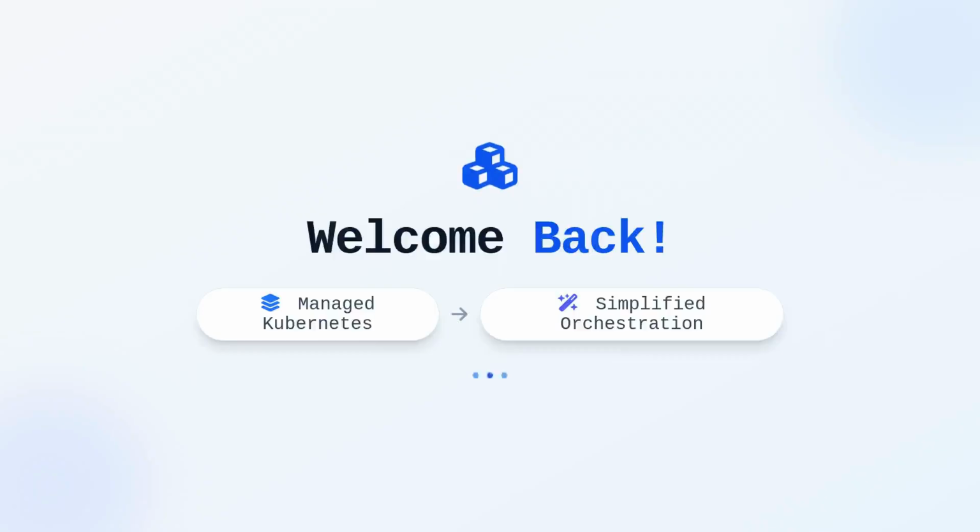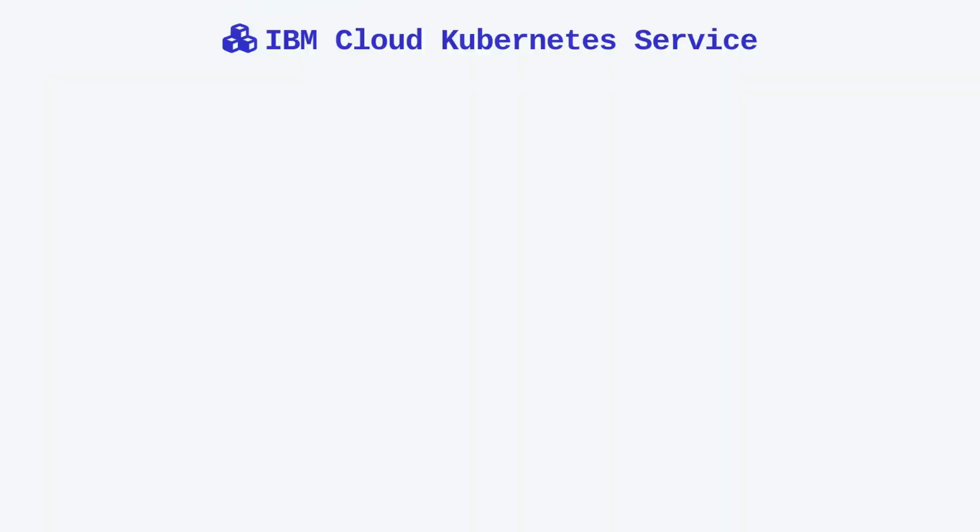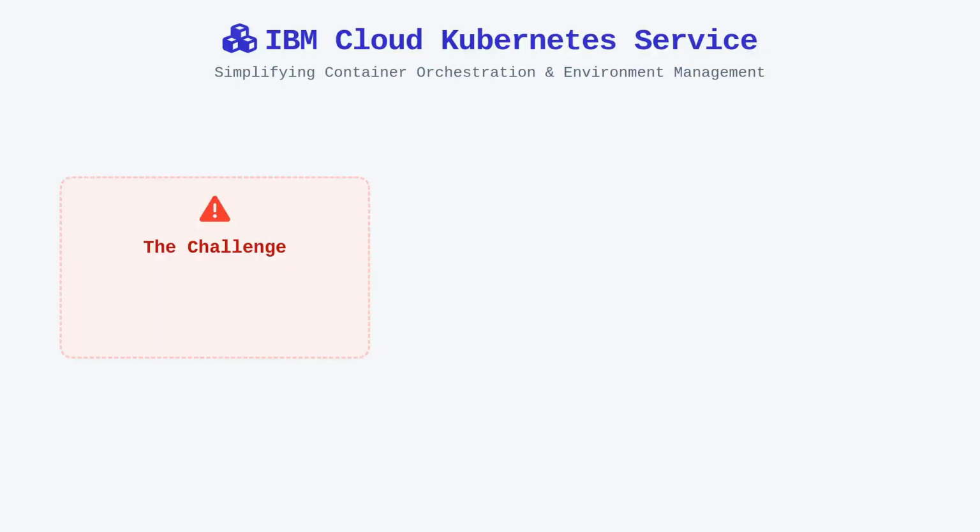Welcome back. Let us discuss how managed Kubernetes simplifies container orchestration. When we approach container orchestration, the primary challenge is not the containers themselves, but the maintenance of the environment that hosts them. IBM Cloud Kubernetes Service removes the significant burden of managing the control plane, which includes the master nodes, API servers, and etcd clusters that govern the decision-making process within a cluster.